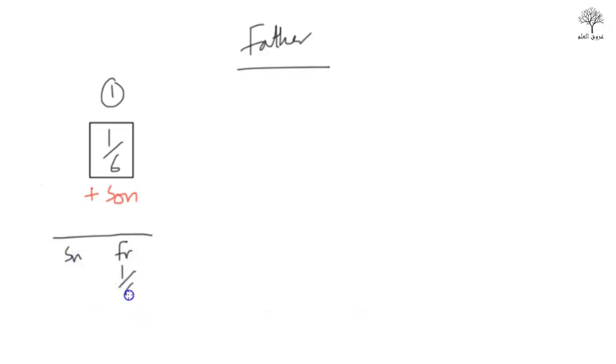So if the father gets a 1/6, now just keep this in mind, the son is one of those people who gets the leftover, whatever's left over. So put an R there for remainder. So therefore, how do we work this out?